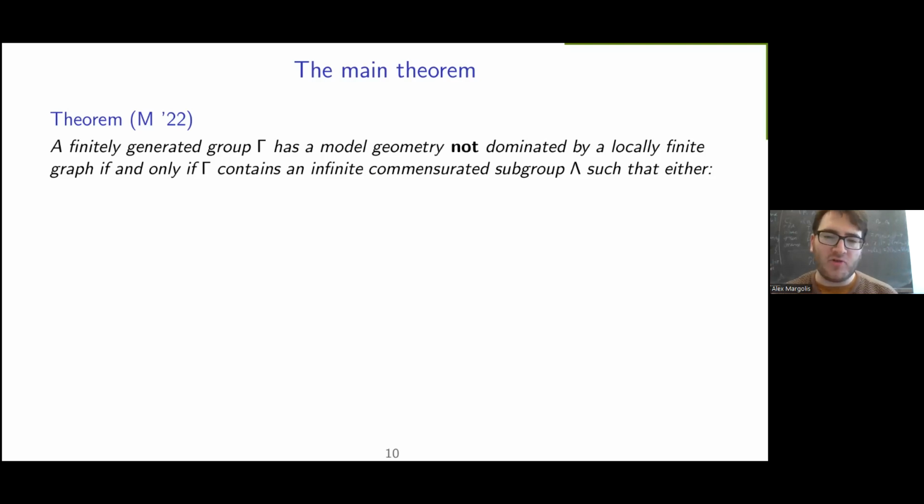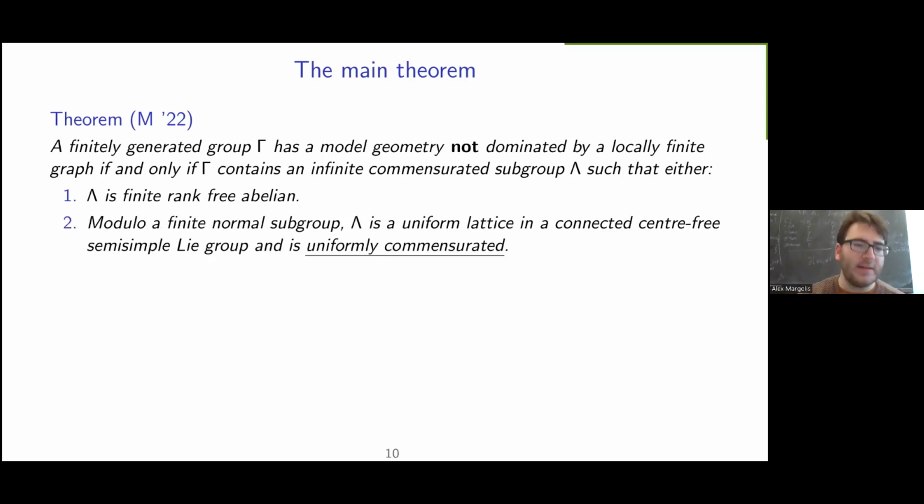Gamma has a model geometry not dominated by a locally finite graph precisely if gamma contains an infinite commensurated subgroup lambda such that one of the following two things holds. The first is that lambda is a finite rank free abelian group. No extra conditions are needed. As soon as you have a finite rank free abelian commensurated subgroup, that gives you a model geometry not dominated by a locally finite graph.